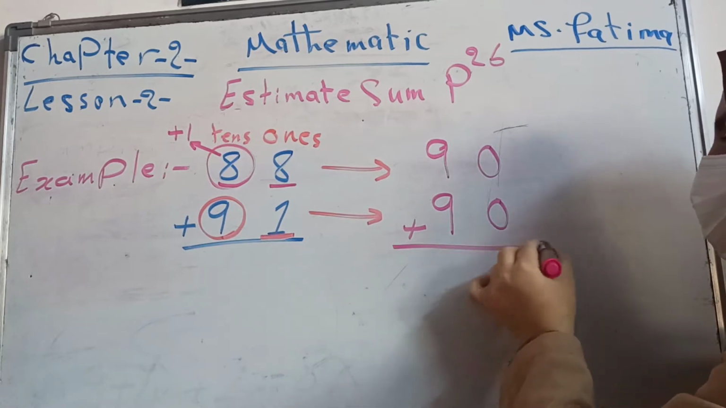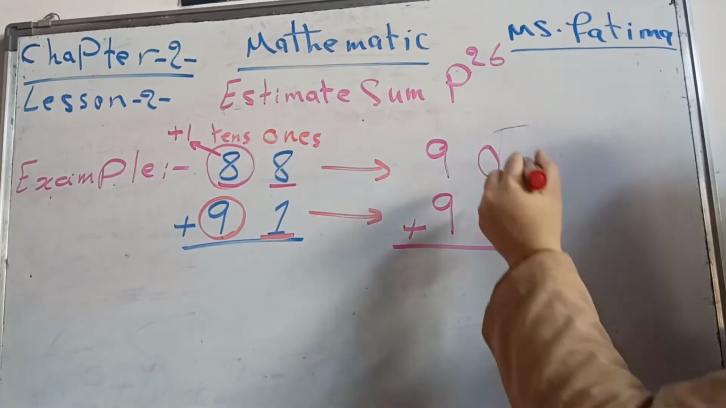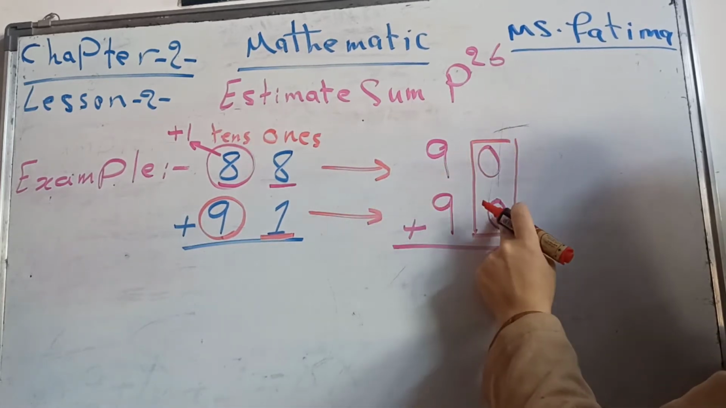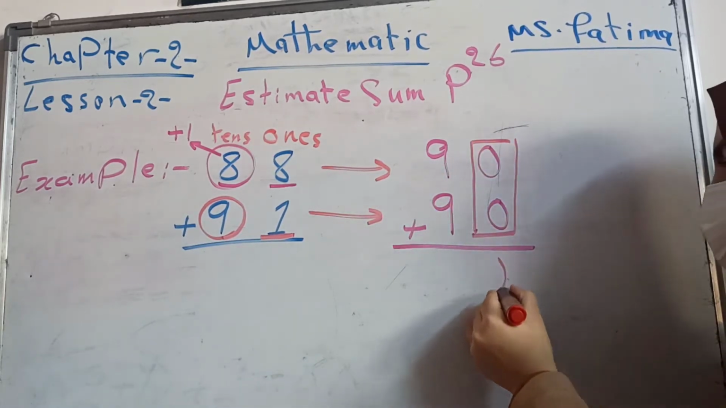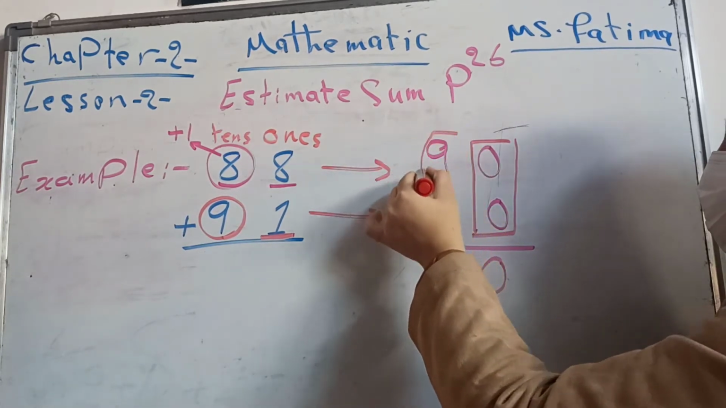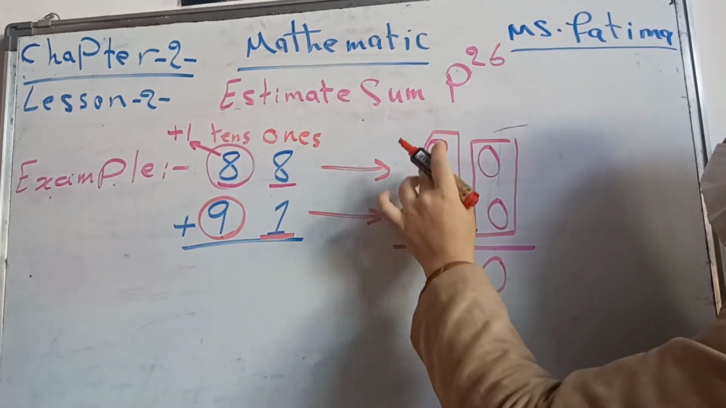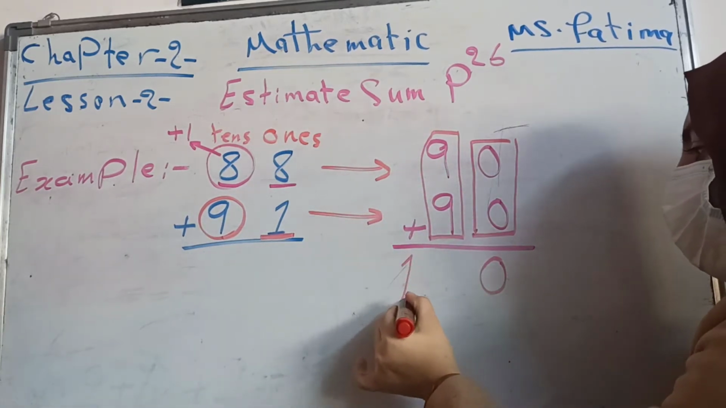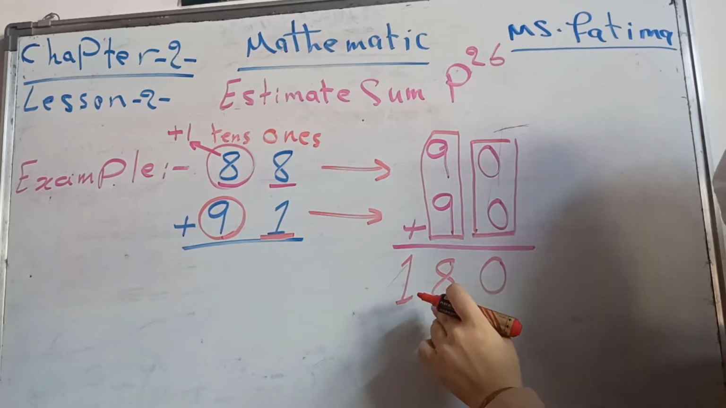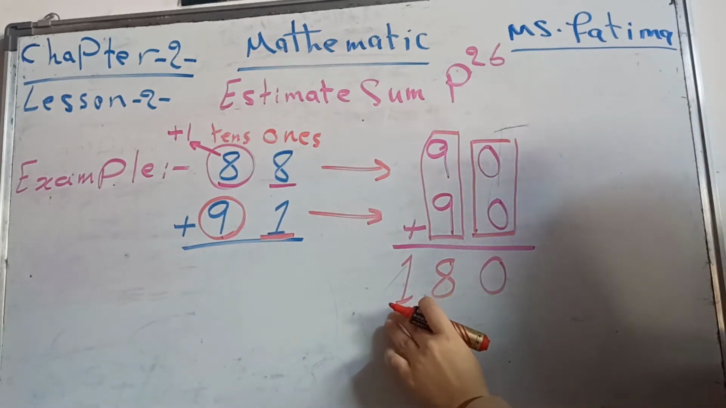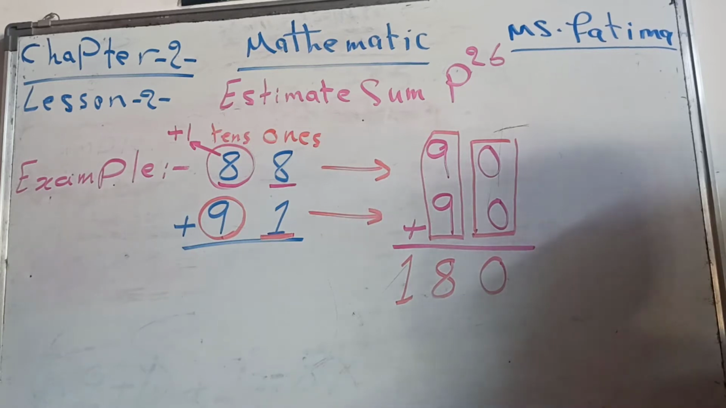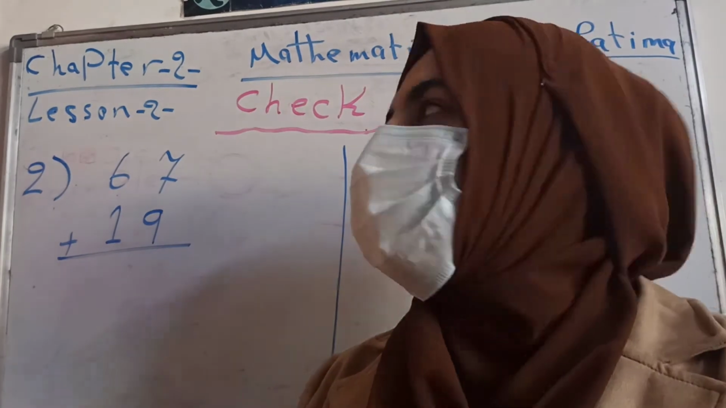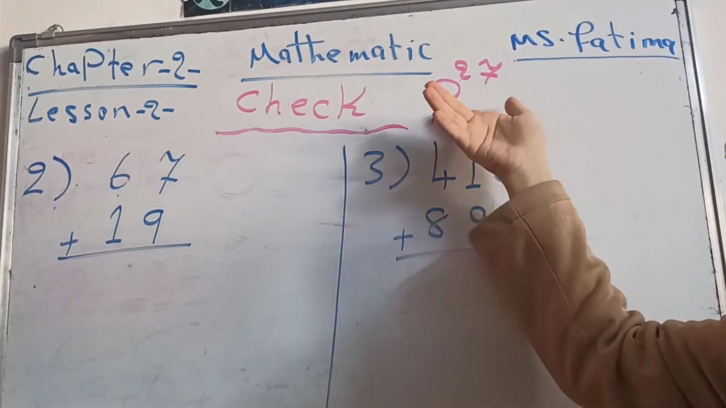Now we add those numbers together. First, ones with ones, 0 plus 0 equals 0. Now we add tens with tens. 9 plus 9 equals 18. Then we write 80. When we add those numbers, we find the number is 180. 180.